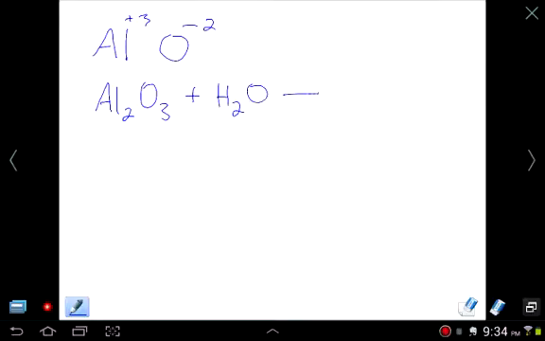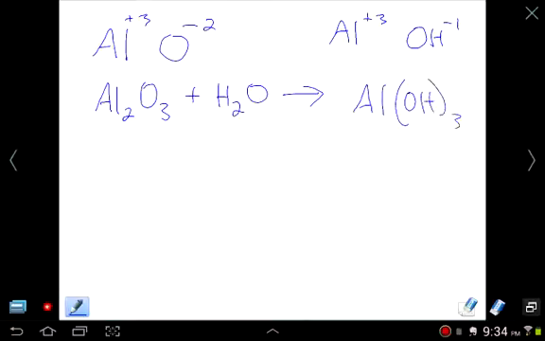and then the product, metallic oxides, form metal hydroxides. So then we'll have to do the same thing on this side. We have to balance aluminum, which still has a +3 charge, with hydroxide, which you recall has a -1 charge. This means we need 3 hydroxides for every aluminum, and we get ourselves Al(OH)3.